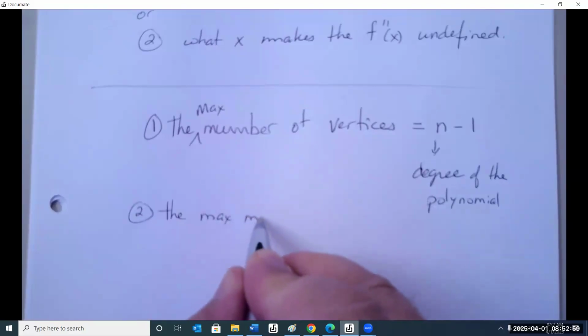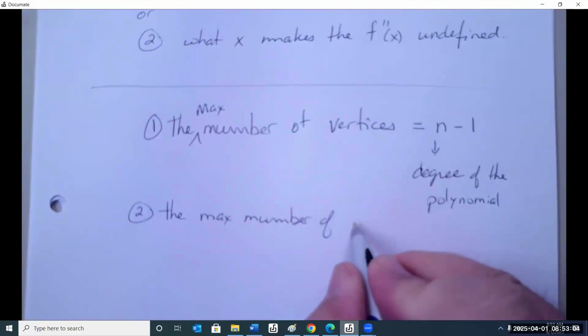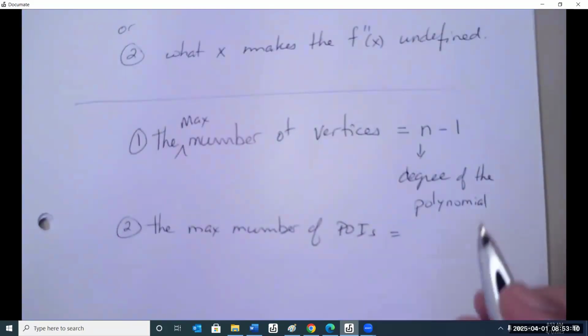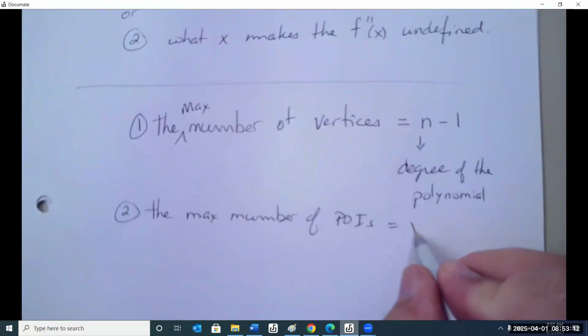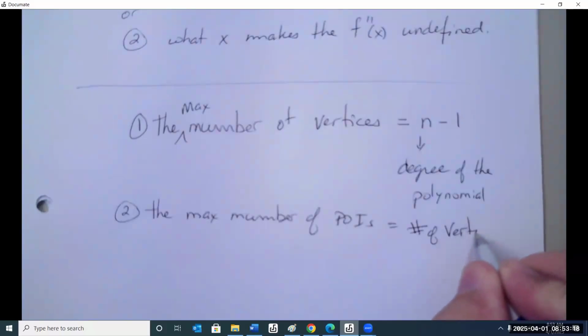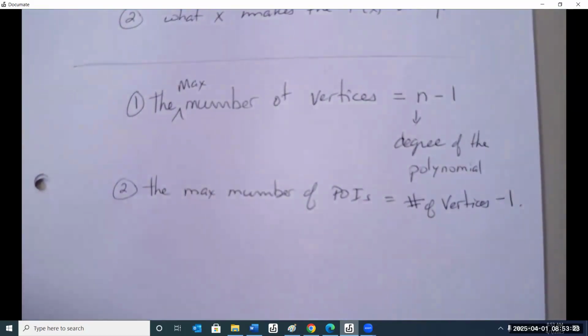The maximum number of points of inflection is equal to the number of vertices minus 1. So basically, you can look at it as n minus 2.